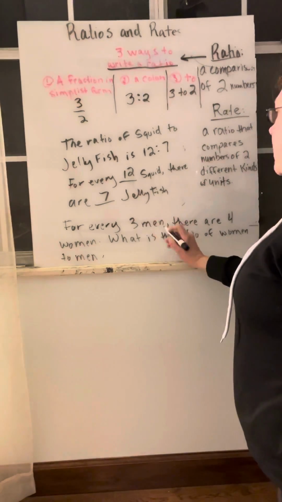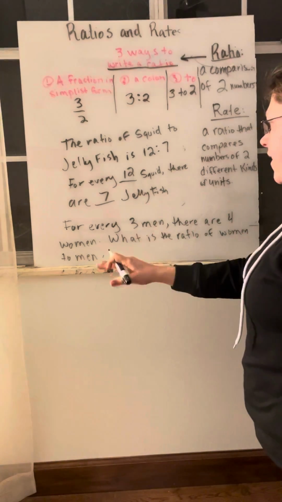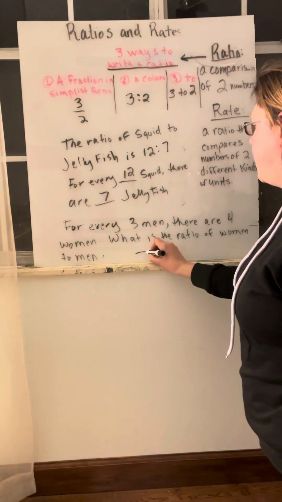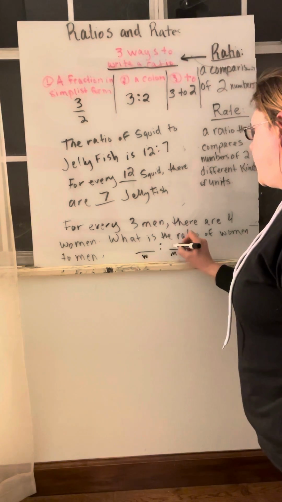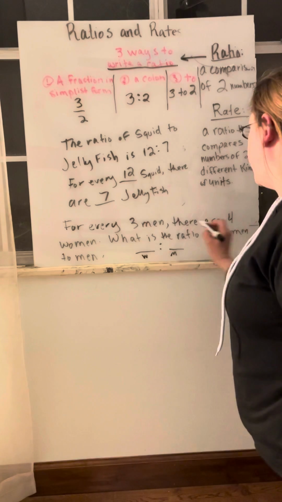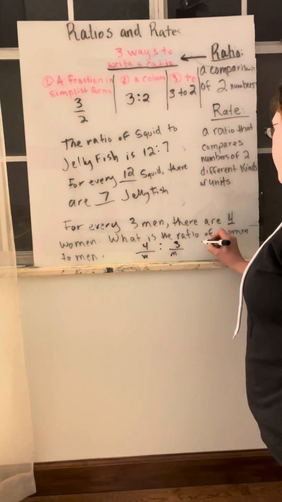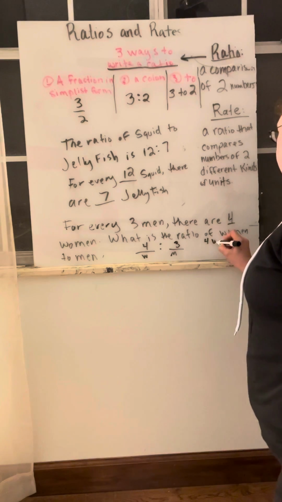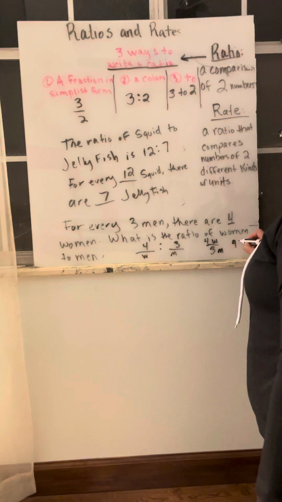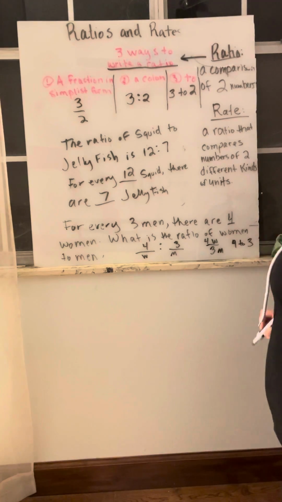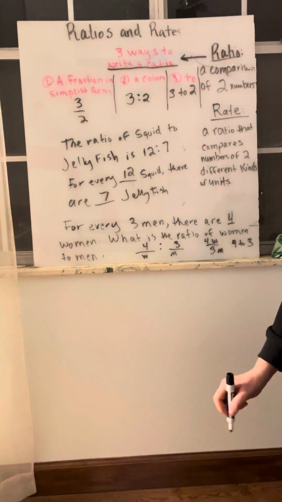It says for every 3 men, so there's 3 men, there are 4 women. But what it's asking us is the ratio of women to men. So we need women first, then men. So we know that there are 4 women. So 4 women to 3 men. Or 4 women over 3 men. Or 4 to 3. All right. Make sure you take notes on this, and then you can complete your assignment.